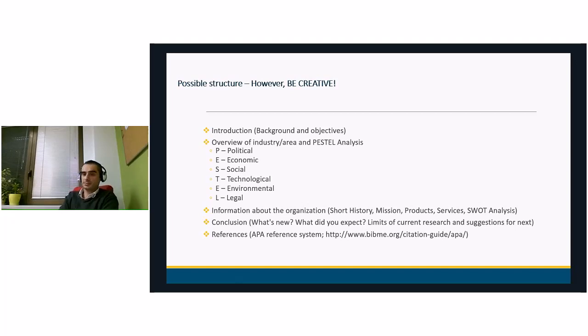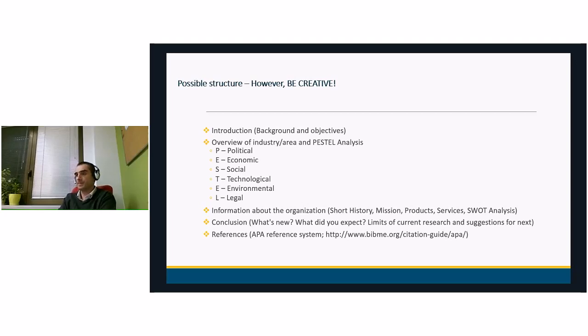The first part is the introduction, which should include the background of your research, why you are doing this, what your objectives are, what you want to accomplish. The second one is an overview of the organization, of the industry, of the area. Sometimes it could be an NGO. It doesn't necessarily mean the organization is a company or some public body, or it could be a state.